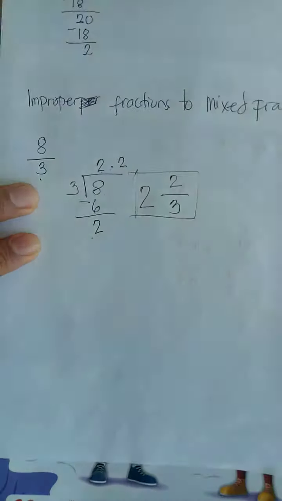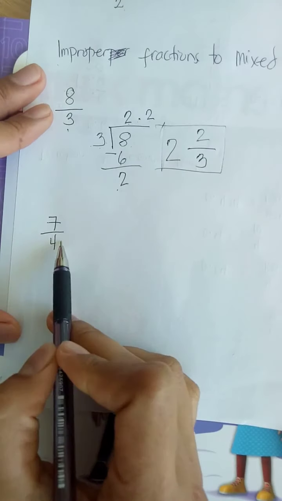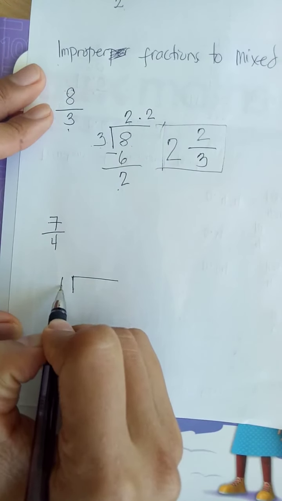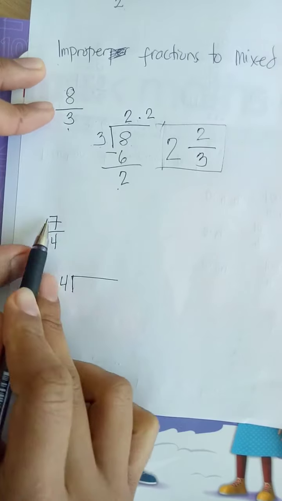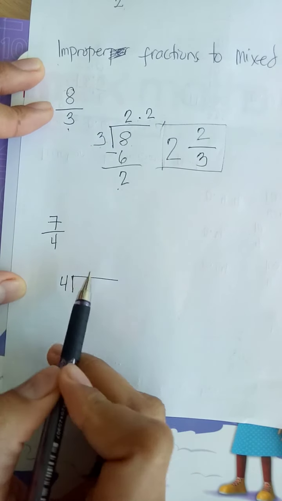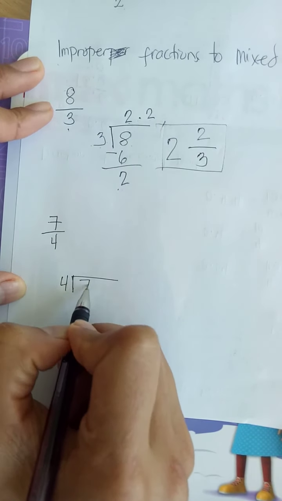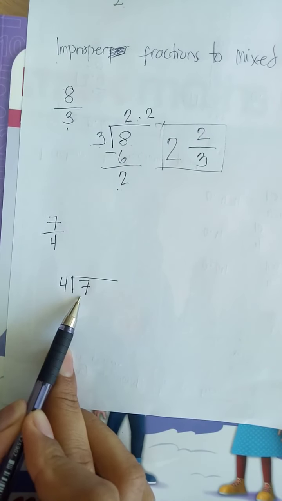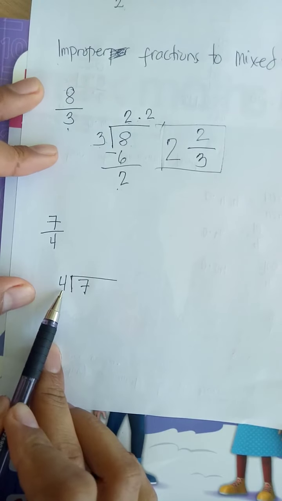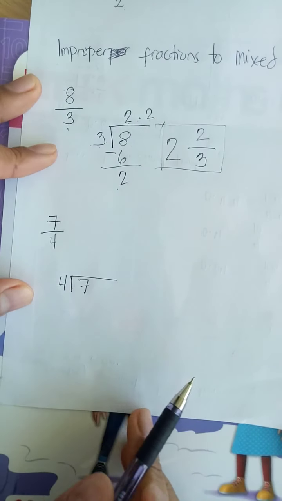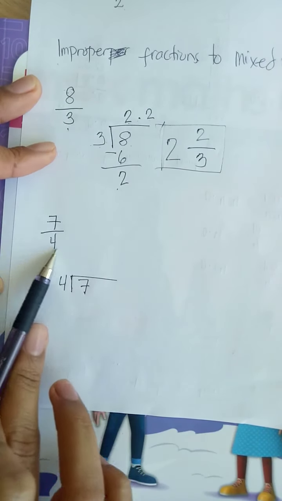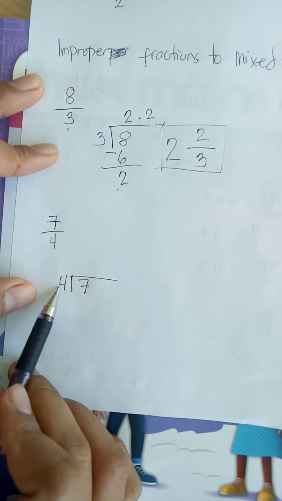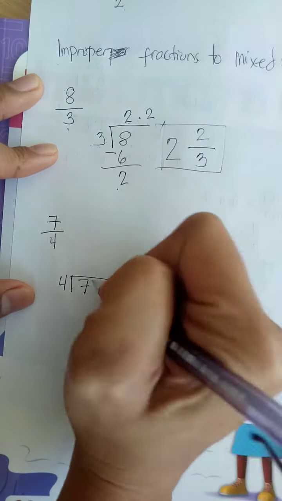Okay, I'll give another example. Let's say we have 7/4 here. So we're going to use our division still. The divisor will be our denominator, 4, and the numerator will be our dividend, or the number inside. Now again, the number inside is bigger than our divisor, or the number outside, so do not use a decimal point here because this is an improper fraction. The numerator is bigger.